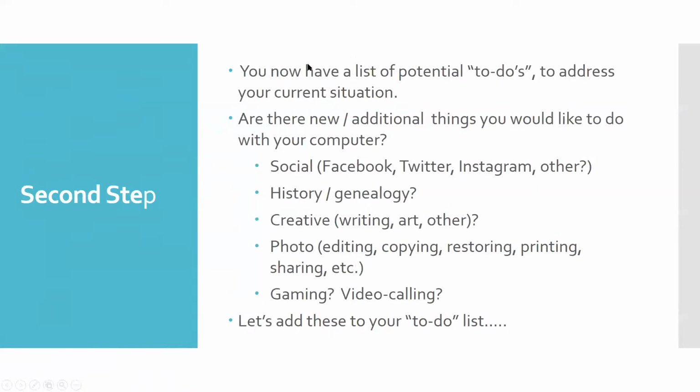So, from this, you should have identified a list of potential to-dos, of gaps that you want to close to address your current situation. Now let's step back for a minute and ask if there's any new or additional things you'd like to do with your computer that wasn't built into your original vision. Do you want to do social media, history, genealogy, et cetera, any of those? So add those to your to-do list too. Say that within the next year or so, not only do I want to accomplish these tasks with my computer, but I also want to move into this new area as well.